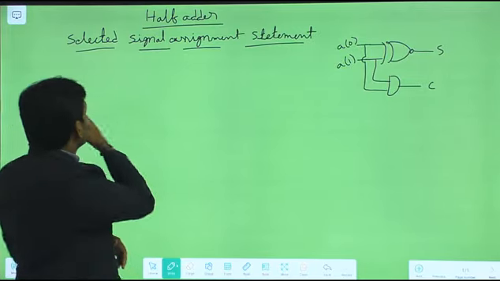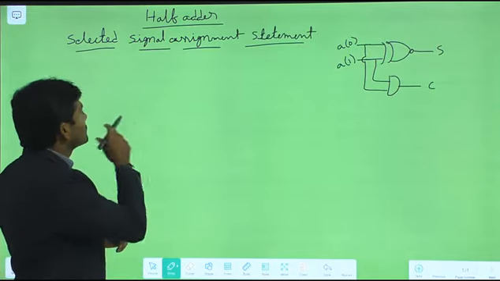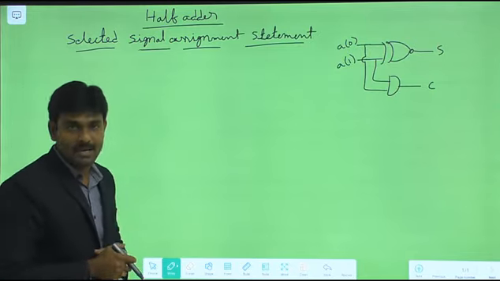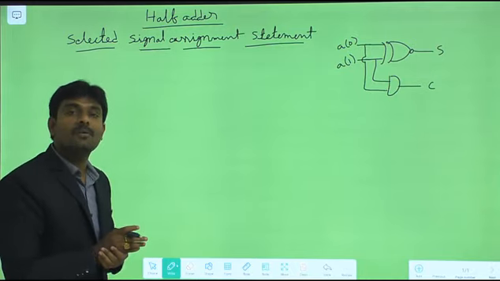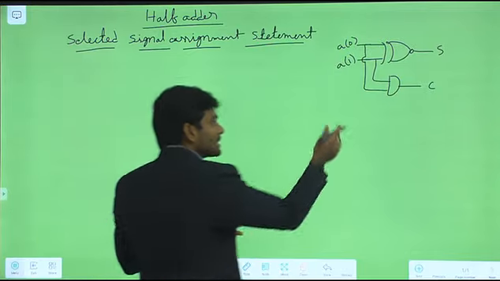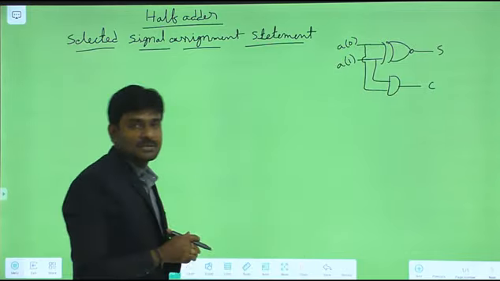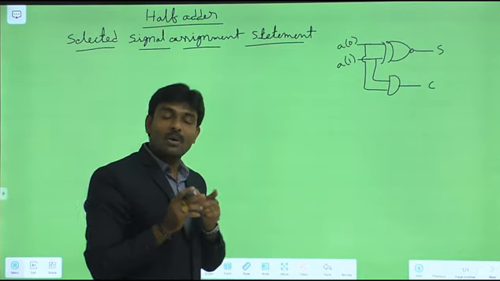Okay, that is the selected signal assignment statement. So by means of using the selected signal assignment statement, here I would like to write a data flow program for a half adder. Anyway, as I mentioned in the last class, this is how it seems to be. While coming to this particular one, here I made one modification.